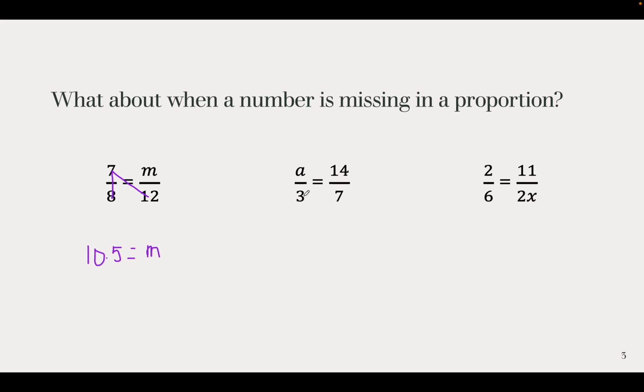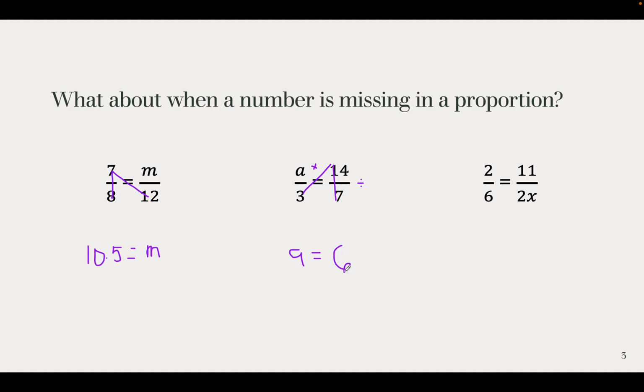Let's try this one. Cross multiply and divide. Three times 14 divided by 7 equals 6. A equals 6.